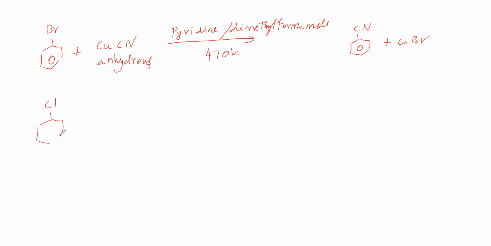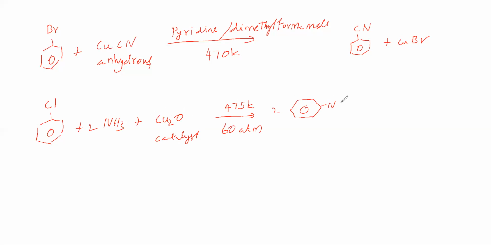Next reaction we'll see. We'll take chlorobenzene. To this we will add ammonia and cuprous oxide catalyst. We are providing 475 Kelvin temperature and 60 atmosphere pressure. What is the compound obtained? Aniline is obtained. So chlorobenzene with ammonia gives aniline. So this is undergoing nucleophilic substitution.